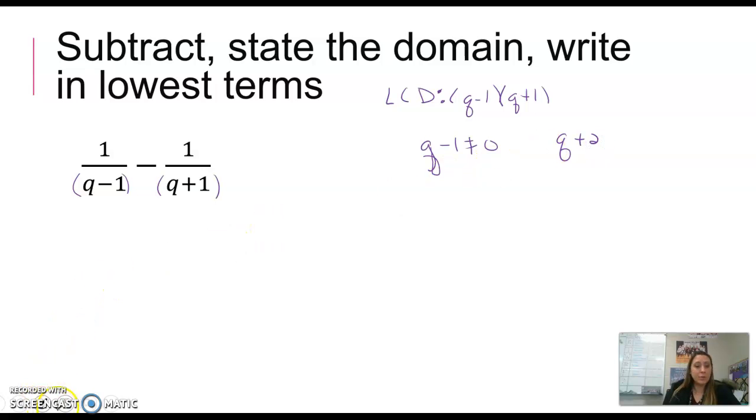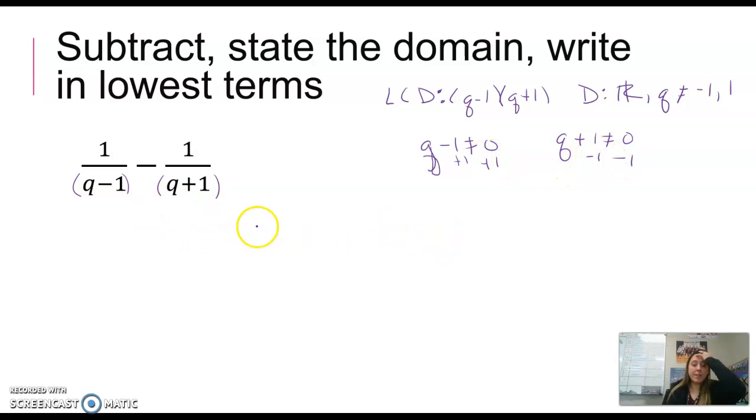I'm going to find my domain by setting each one of those not equal to 0. Not equal to 0. So then I get my domain is all real numbers except q cannot equal a negative 1 or a positive 1. So I add 1 here, add 1 here, minus 1 here, minus 1 here.